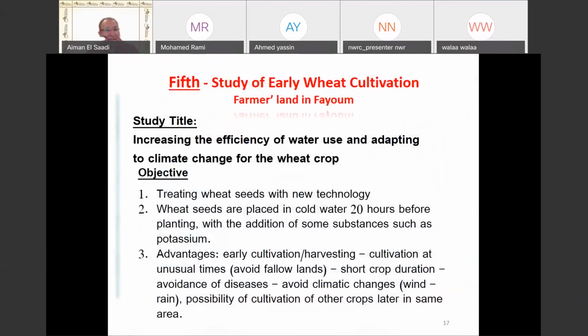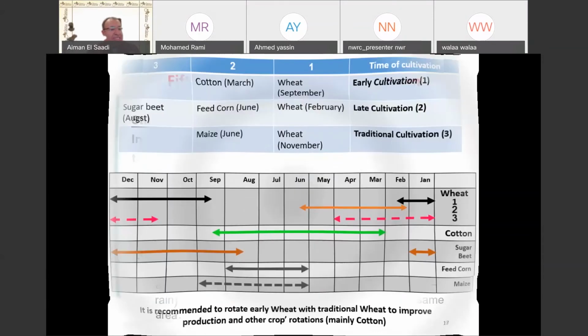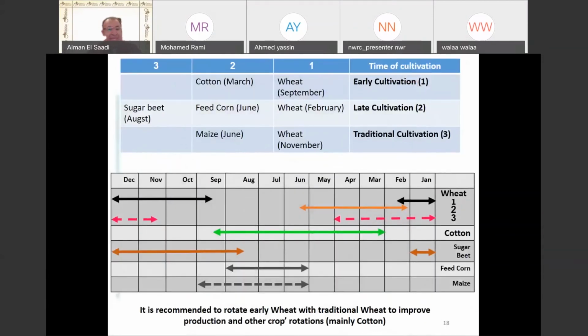The fifth analysis, as I said, is to cultivate wheat. We call it early wheat, to cope with the situation of water management within the area. This first one, it is early wheat where he put the seeds in 20 hours. The main point here in this case is that he didn't need more work for his land. Just after finishing his wheat, he can go direct to cotton.